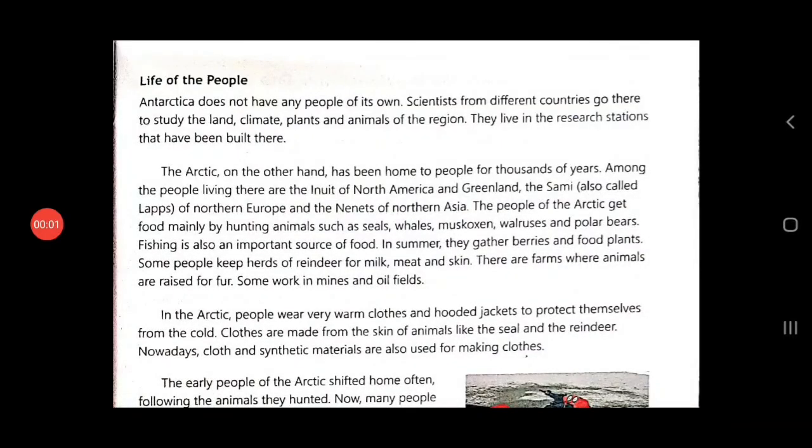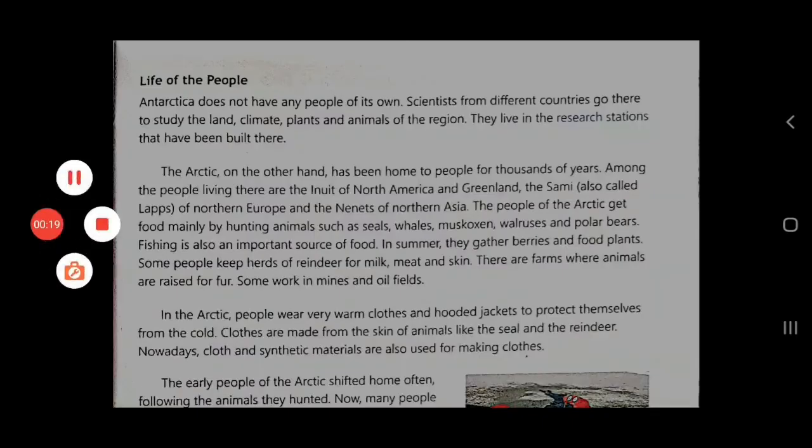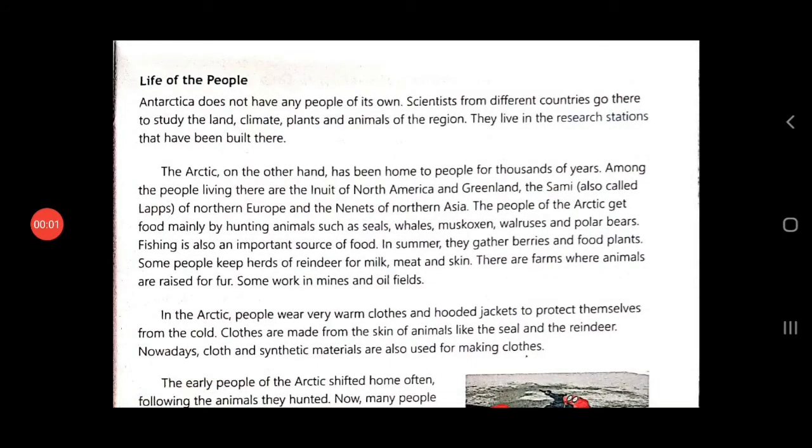There are farms where animals are raised for fur. ओके, नाउ वहाँ पे कुछ ऐसे फार्म्स है जहाँ पे एनिमल्स हु हैव फर ऑन देयर बॉडी. ओके, दे आर रेज्ड, दे आर टेकन केयर ऑफ फॉर देयर फर. देयर फर इज यूज्ड इन मेनी थिंग्स. सम वर्क इन माइंस एंड ऑयल फील्ड्स. माइंस मीन्स खान.